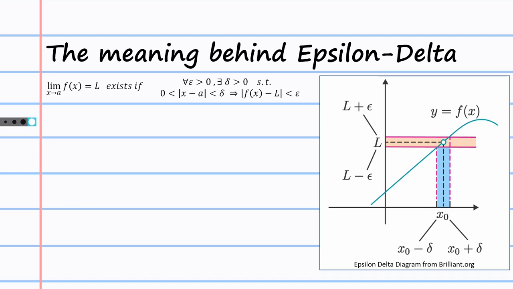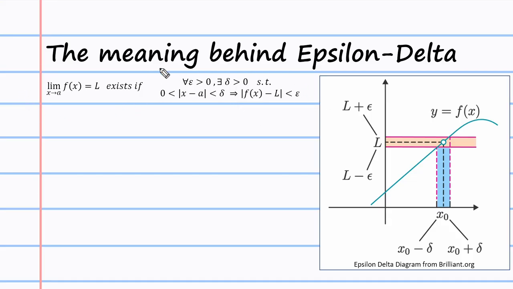So, according to math, the limit as x approaches a of f(x) equals L. This limit exists if this is true. So you might be thinking to yourself, what on earth is that? That is not English. There's not a single word in this definition. Well, that's what I thought when I saw this for the first time in my classroom.